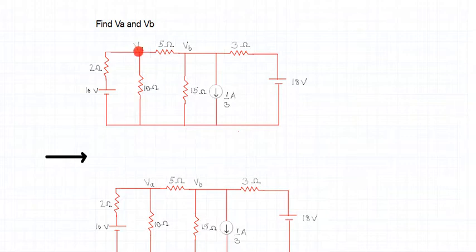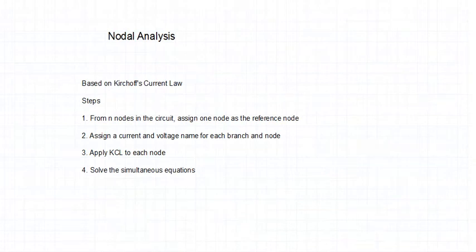So for that I have to identify the incoming and outgoing currents. To simplify that, when we apply KCL at a particular node, we assume that all the currents at this node are outgoing currents. That is what this step says: assign a particular direction of the current.